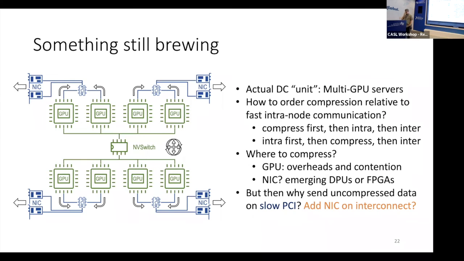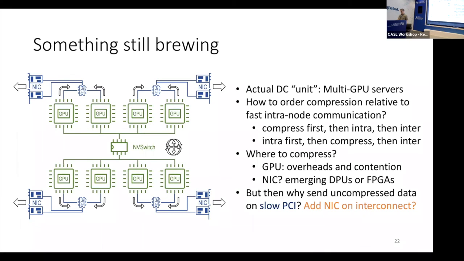I'd like to conclude, since this is a workshop, with something that is still brewing. In reality, when you consider a lot of the literature on gradient compression, it's as though every worker node is one single GPU. But in real data centers, you already have multi-GPU workers, and their architecture is something like this. You have a high-speed interconnect, something like NVLink or similar, and then you may even have a lot of NICs to deliver a lot of bandwidth to the node.